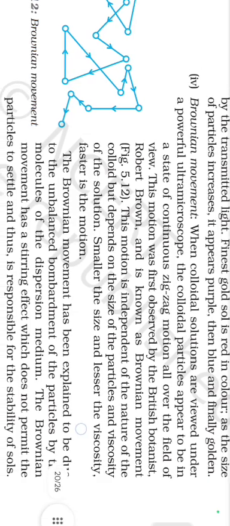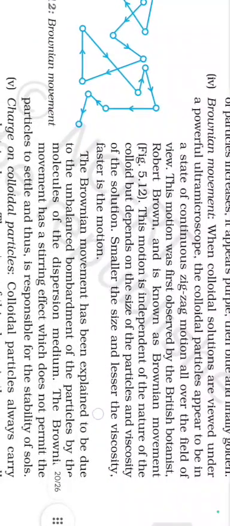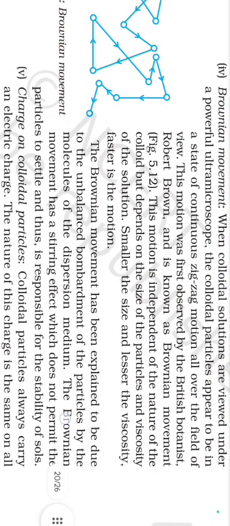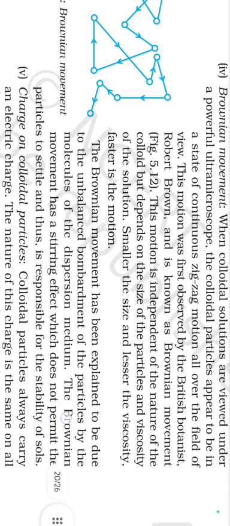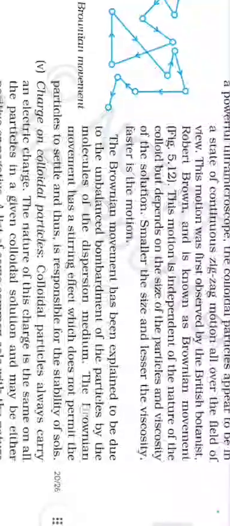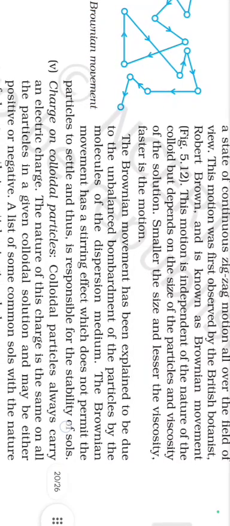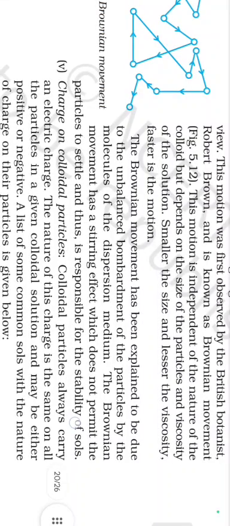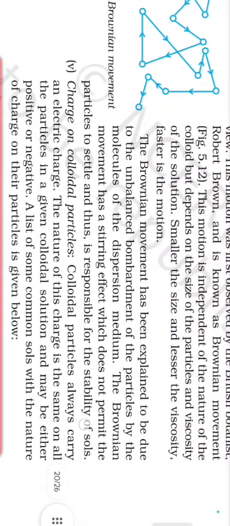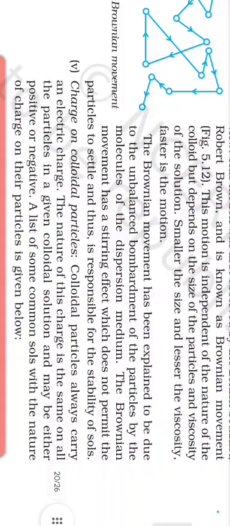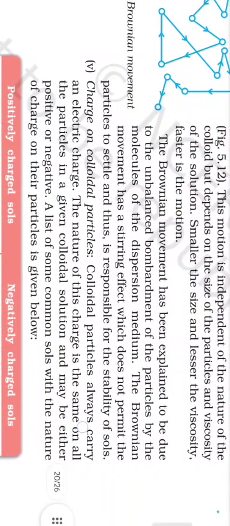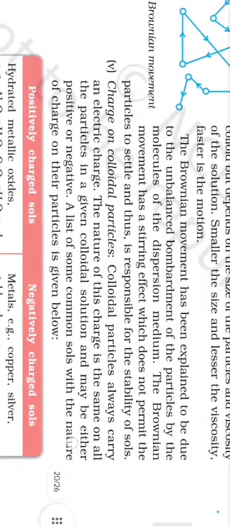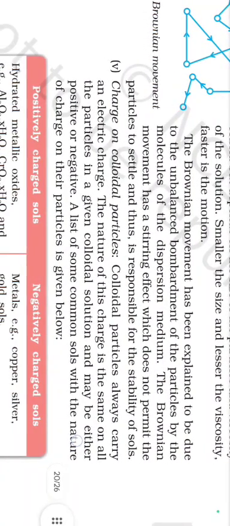Fourth, Brownian movement. When colloidal solutions are viewed under a powerful ultramicroscope, the colloidal particles appear to be in a state of continuous zigzag motion all over the field of view. This motion was first observed by the British botanist Robert Brown and is known as Brownian movement, Figure 5.12. This motion is independent of the nature of the colloid but depends on the size of the particles and viscosity of the solution. Smaller the size and lesser the viscosity, faster is the motion.